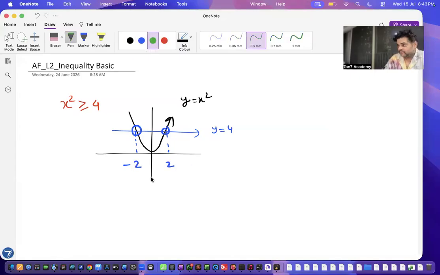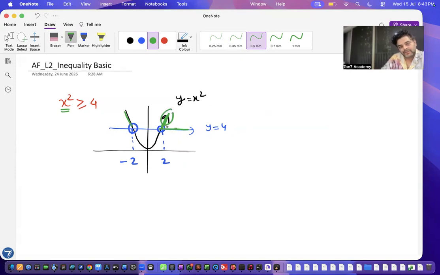So what do you want actually? You want the graph to be above this line y is equal to 4. Agree? So this part and this part. Solutions always mean x values. So where this graph is above this line, what are those x values? Isn't it x more than 2 or x less than minus 2?